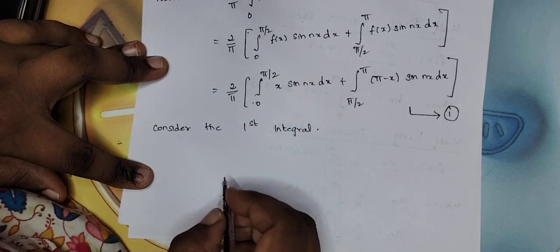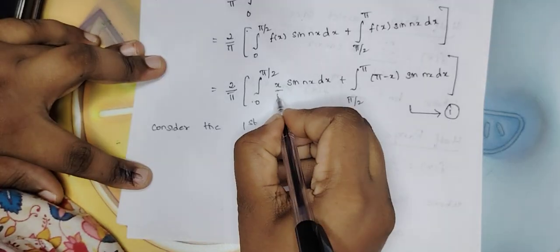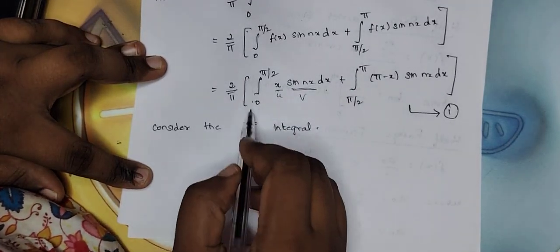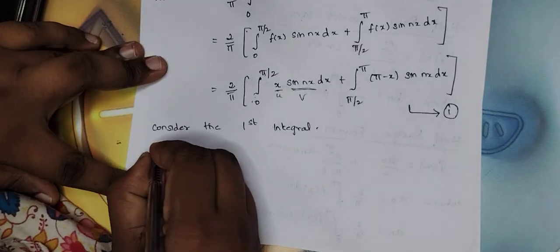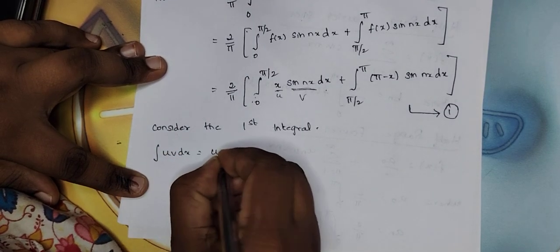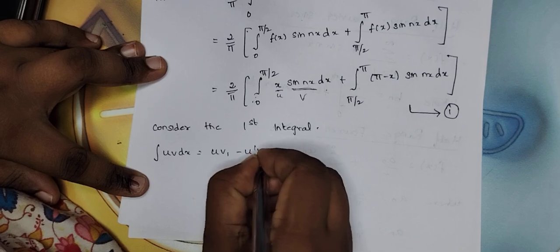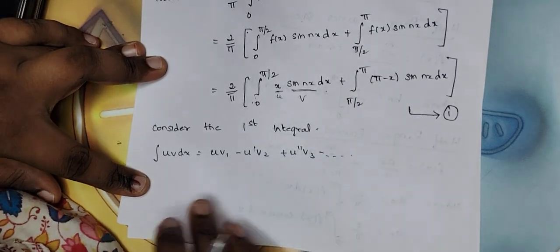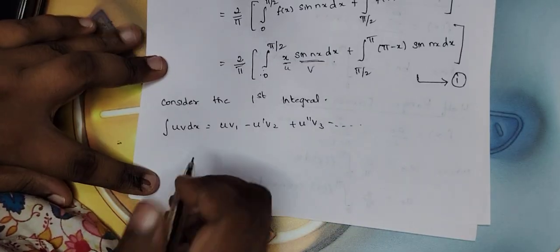Okay, according to my first integral, I can say that this is my u, this is my v, this is my dx. So I'm going to integrate using Bernoulli's formula now. The Bernoulli formula is the integral of uv dx equal to uv1 minus u' v2 plus u'' v3 minus and so on. Okay, so this is my Bernoulli's formula, right?